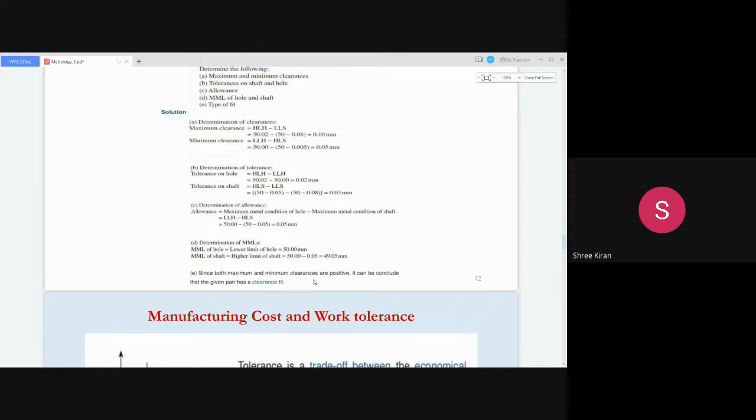These are the basic equations given for doing small problems related to the shaft and the hole with respect to allowances, limits, precision and accuracy. Okay, then we'll stop the class. We'll continue in the next class.